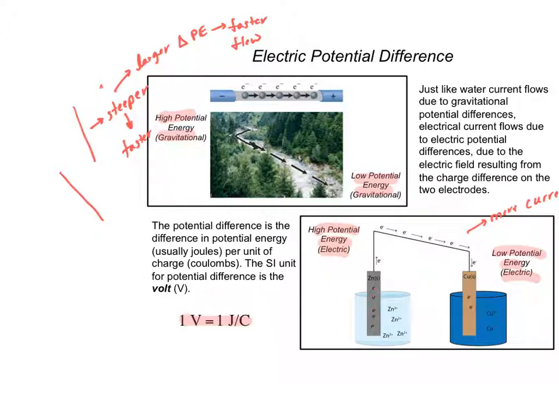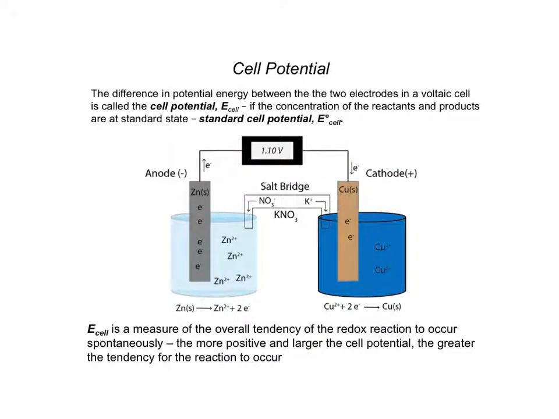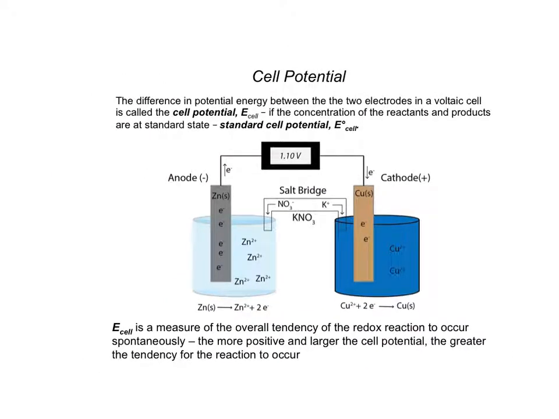Okay, so again, the larger the potential energy differences, the more current we're going to see, and we measure that difference in potential via something called the volt. This is not the Chevy Volt either, unfortunately, which kind of is, I guess. But now let's take this back to our electrochemical cell, okay?